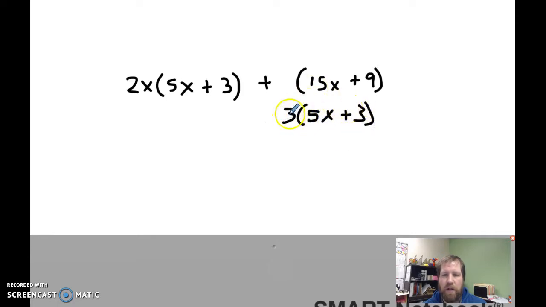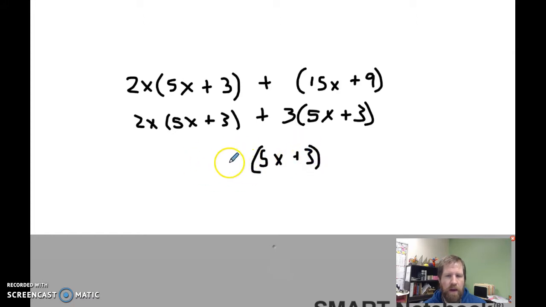I'm just pulling out my monomial. I'm factoring out my monomial, and then I'm left with two binomials which are equal, 5x plus 3. And now I can pull those out. I can factor those out and have 5x plus 3. And my other binomial is going to be 2x plus 3, because that's what's going to be left when I factor those out, 2x plus 3. There we go. And that's my factored binomial.